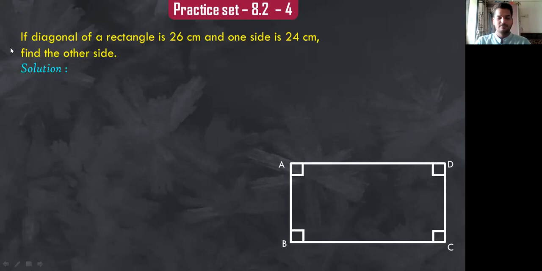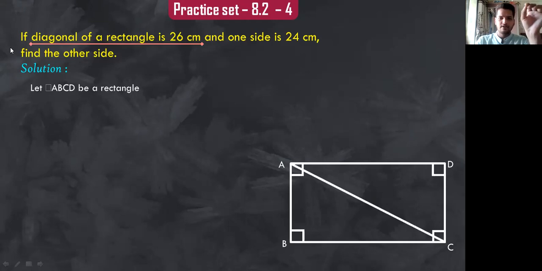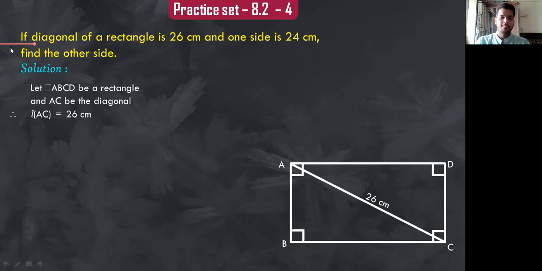Because we are assuming the rectangle in this particular question, we will start the solution from the word let. So let quadrilateral ABCD be a rectangle, right? In this rectangle, the diagonal is 26 centimeters. So let us have the diagonal AC of 26 centimeters, right? And one side is 24 centimeters. So the length of AC will be 26 centimeters. Now the length of one side is 24 centimeters.